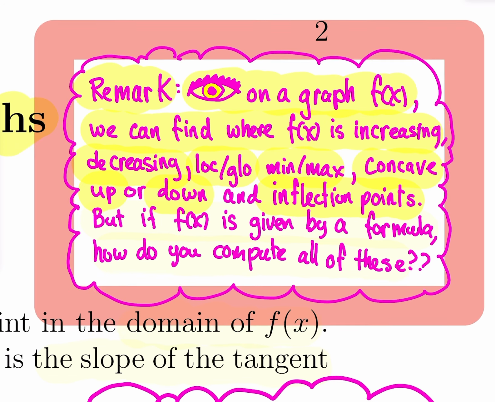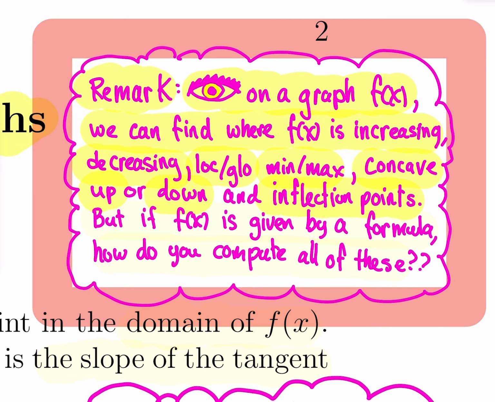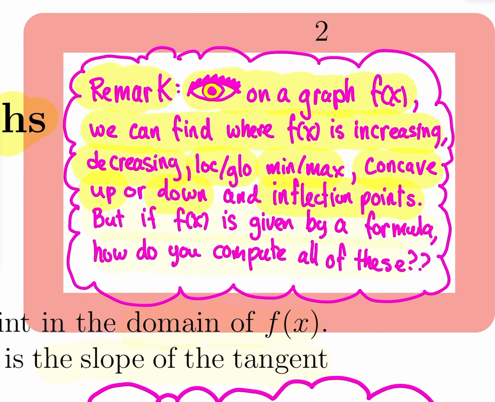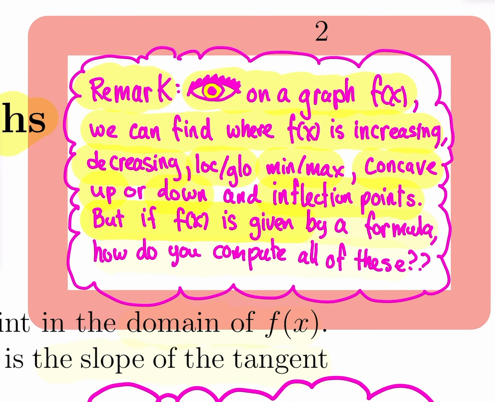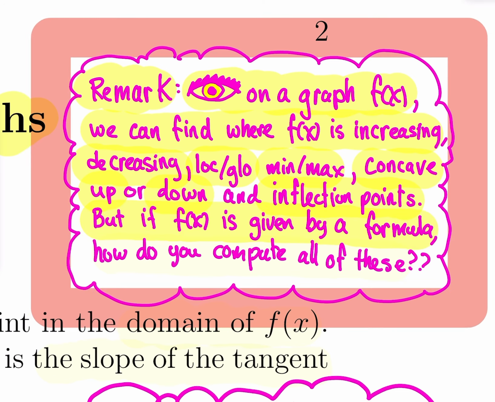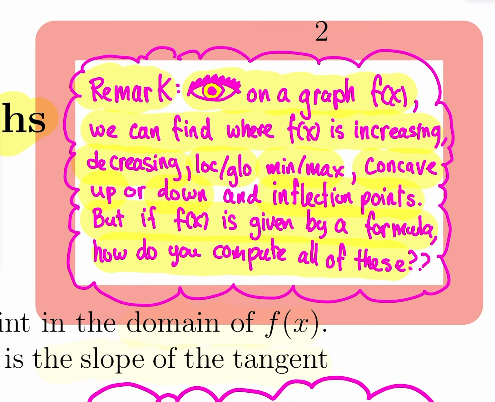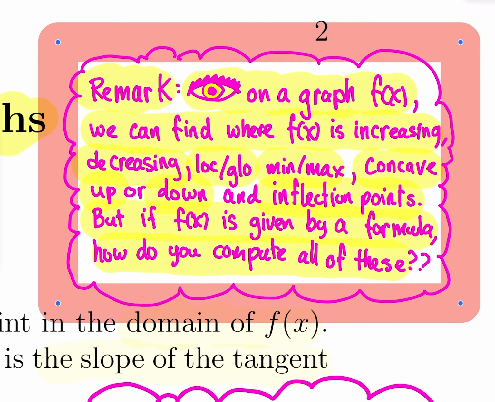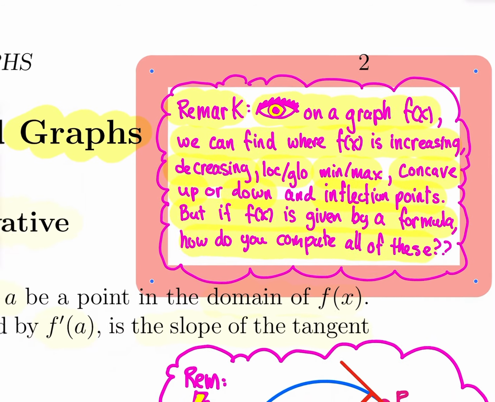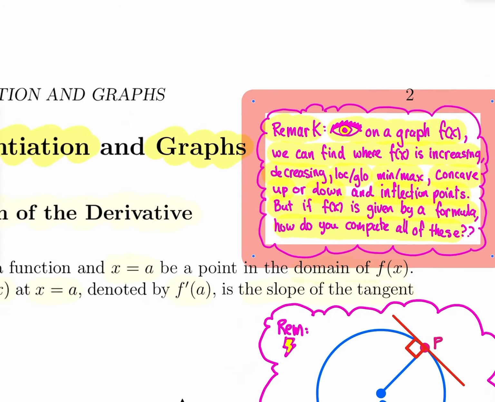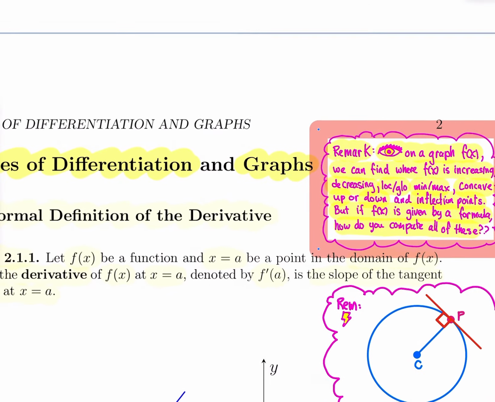But this is all for functions that are defined by a graph. But what if the function that we start with is given by a formula? How do you compute all of these concepts? So chapter 2 is all about finding a way to compute all of these ideas that you're comfortable with visually so far.